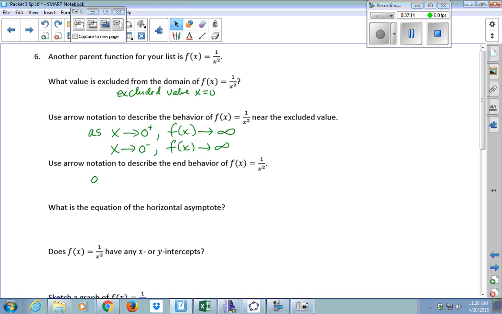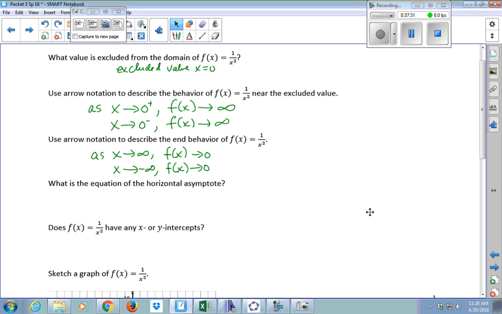So now use your arrow notation to describe the end behavior. Well, now remember your end behavior is as x goes towards positive infinity and as x goes towards negative infinity. So f of x is still going to approach 0 in both of these cases, which is your x-axis. And so what's the equation of your horizontal asymptote? Every horizontal line is y equals a constant. In this case, it's 0 because the value of my function is approaching the x-axis.